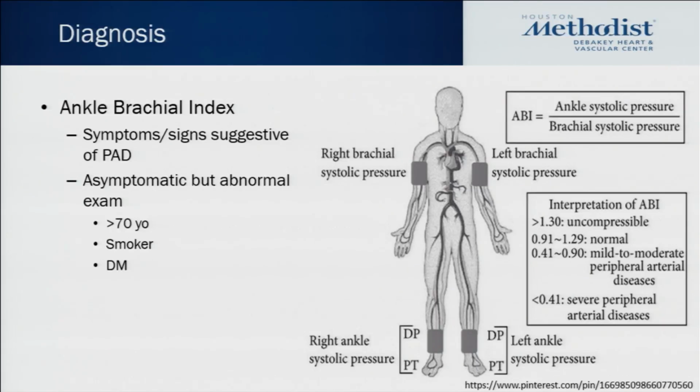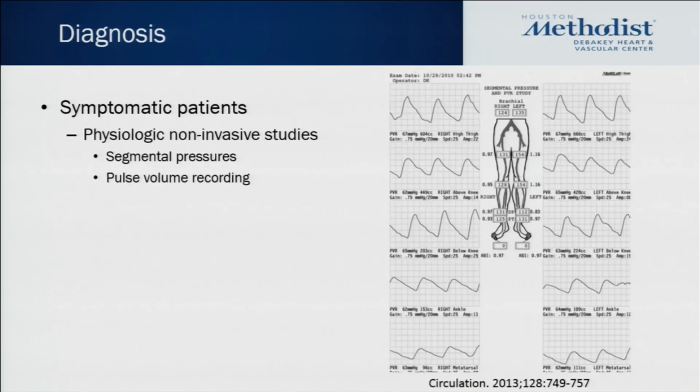Again, the question is when to do the ankle brachial index: if the patient has symptoms, or if they don't have any symptoms but have an abnormal exam, where the physician or nurse practitioner is unable to palpate the distal pulse, and the patient is more than 70 years old, a smoker, diabetic, with risk factors. If they're unable to do an ankle brachial index and they're symptomatic, they can do physiologic non-invasive studies that look at this more completely.